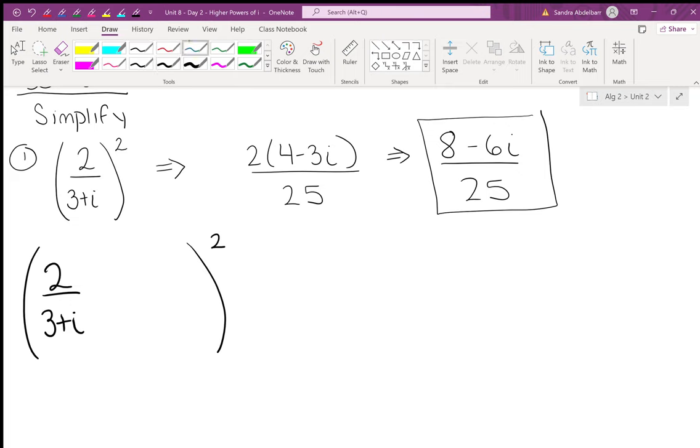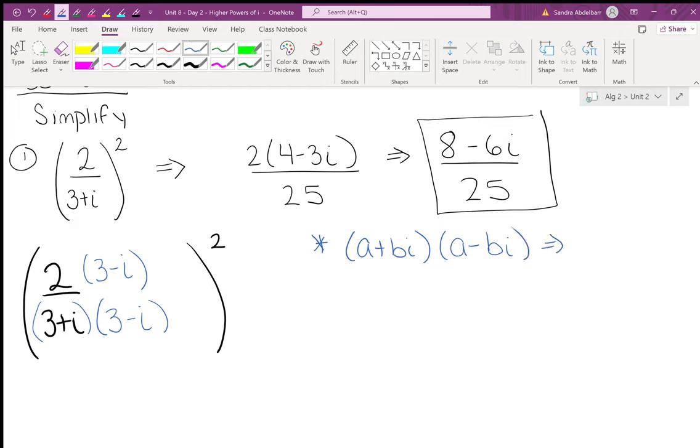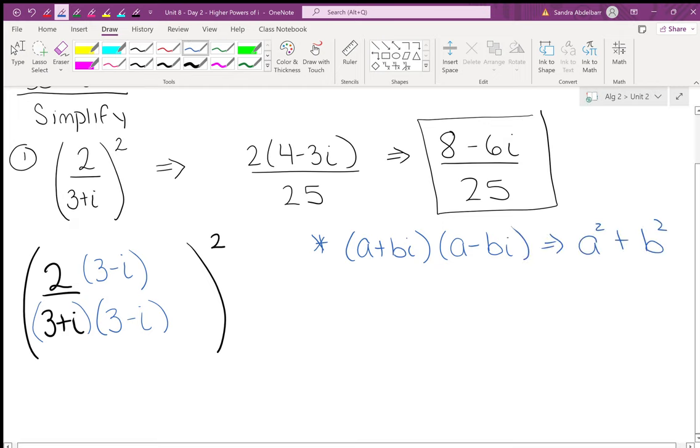But to rationalize the denominator, because it's a binomial, I have to multiply by its what? Conjugate. So I'm going to multiply by 3 minus i, top and bottom. Now remember, when we're dealing with complex numbers and you multiply by the conjugate, it's not a squared minus b squared. It's going to end up being a squared plus b squared. So you want to remember that a plus bi times a minus bi gives us a squared plus b squared. That was what you had to remember here.